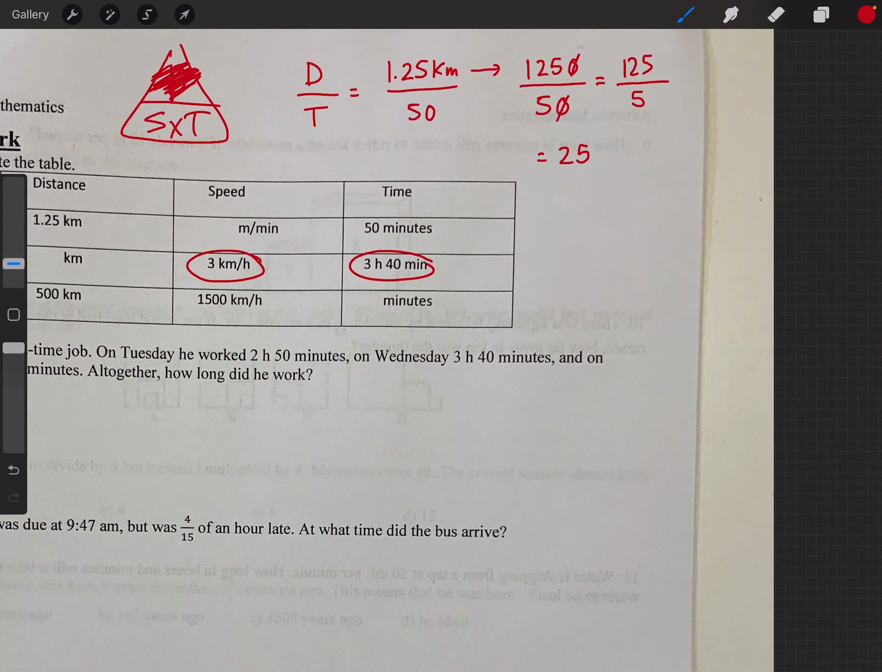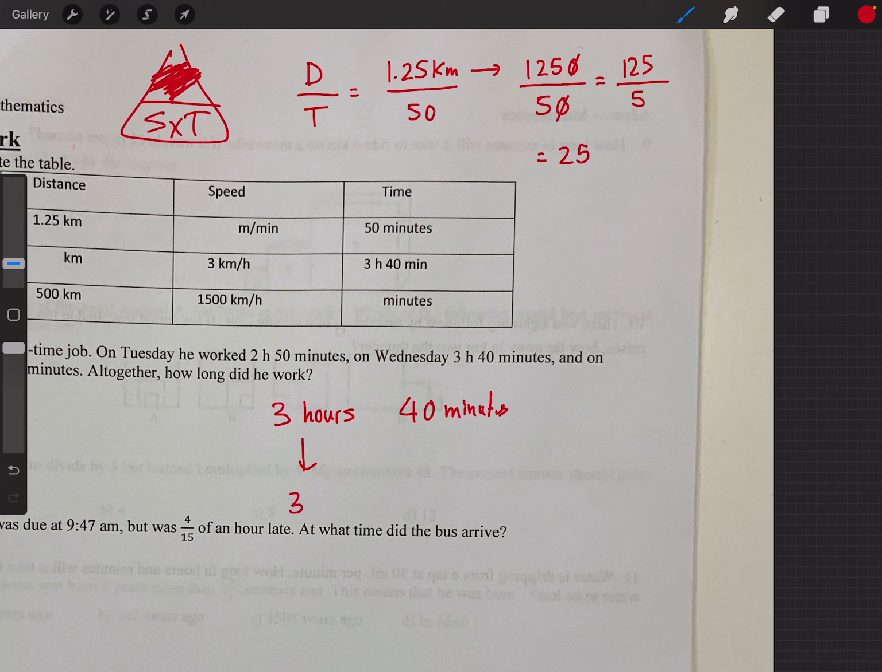Now, the speed is in kilometers an hour and the time is in hours, but it's got hours and minutes. So we have to convert that to hours only, because we want to multiply, and since this one says kilometers an hour, this should be in hours as well. It has to be the same. Okay, so 3 hours and 40 minutes.